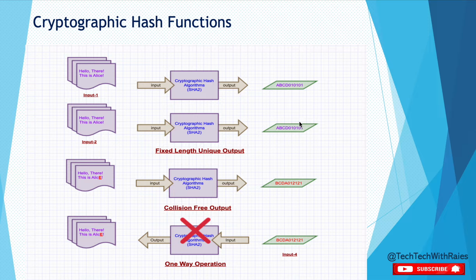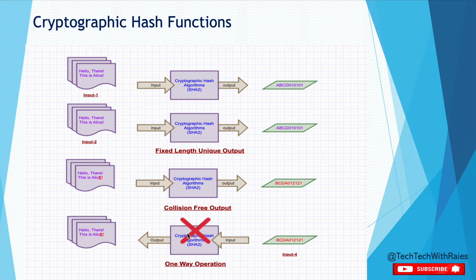Similar to that, there is another very good property associated with the hash function, that is one way. If we try to understand from this example, we send "hello there, this is Alice", we got this. But if we try to pass this as input and try to recover the original, that is not possible. This is always one way; the other way is not possible.